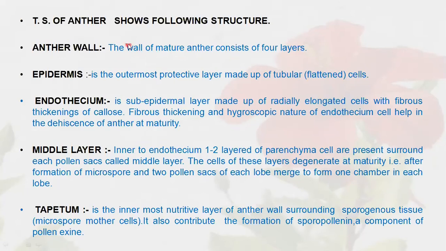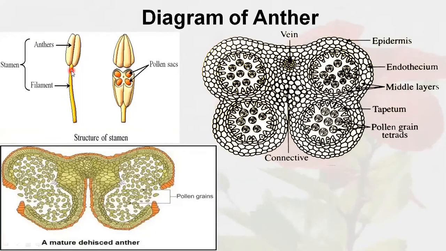See, the transverse section of anther shows the following structure. It has an anther wall, means mature anther has an anther wall. It has epidermis, endothecium, middle layer and tapetum. We will discuss in the diagram. See, this is the structure of stamen, which has a bilobed anther and the filament. Bilobed anther consists of four pollen sacs, means it is tetrasporangiate, and this pollen sac consists of microspores, which give us male gamete.